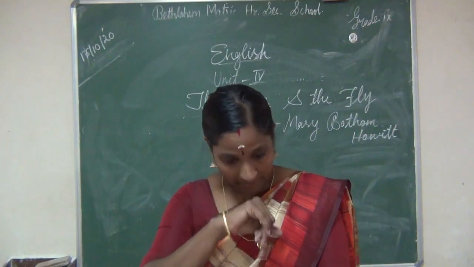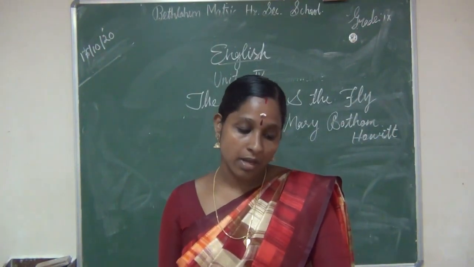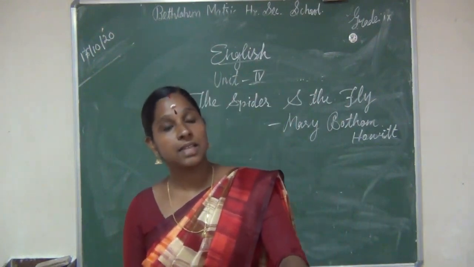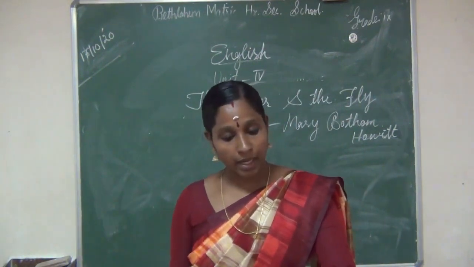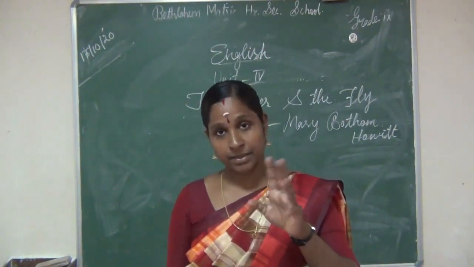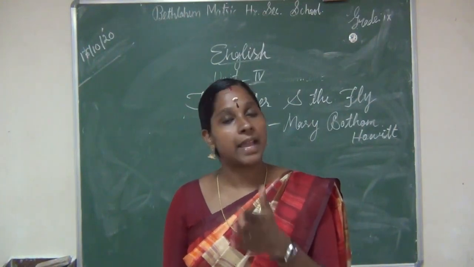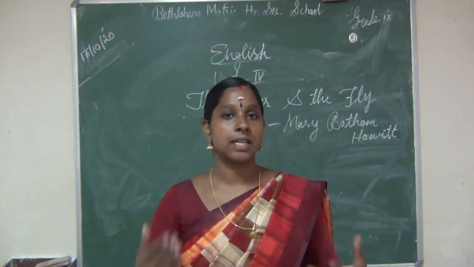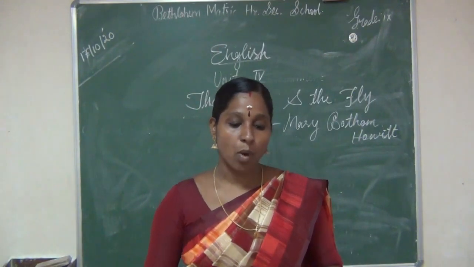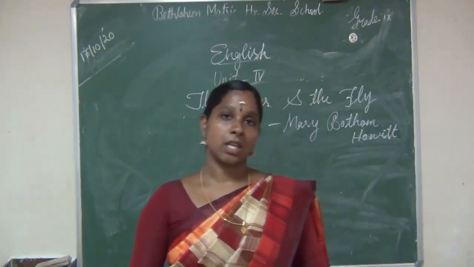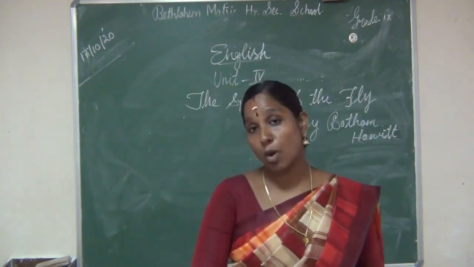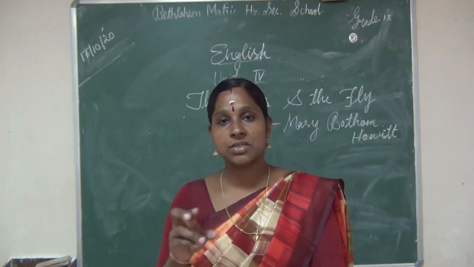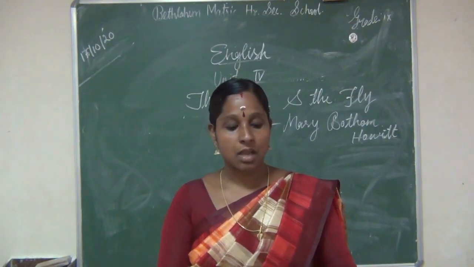Mary Botham Howitt was born in the year 1799. She passed away in the year 1888. She was an English poet. She was born at Coleford. Where was she born? She was born in Coleford in Gloucestershire.